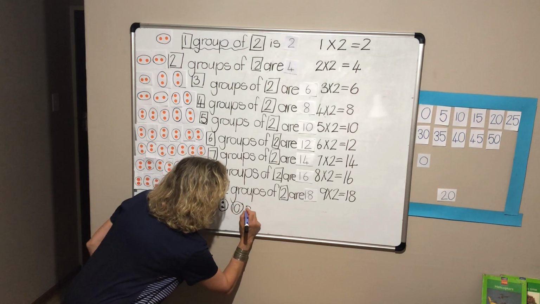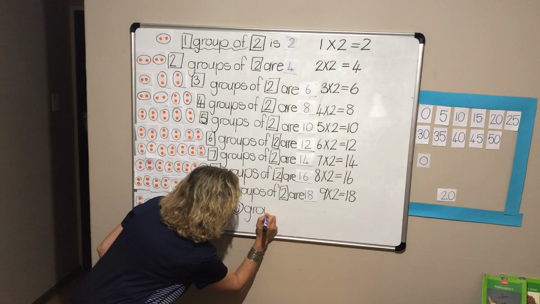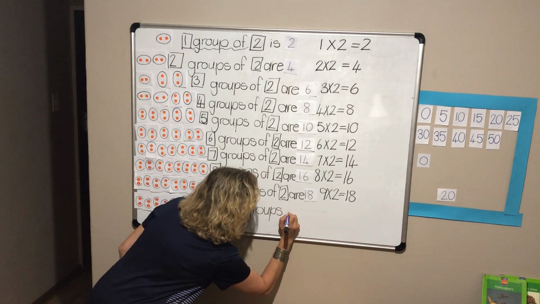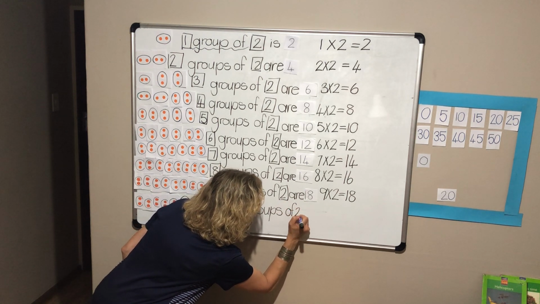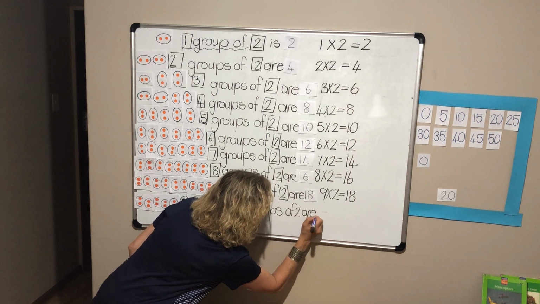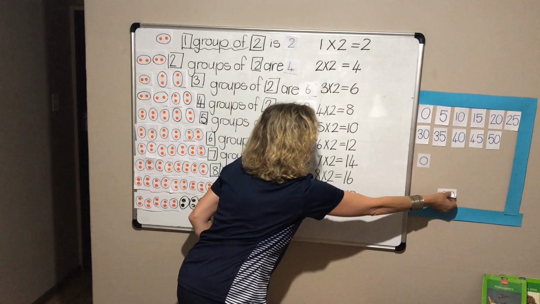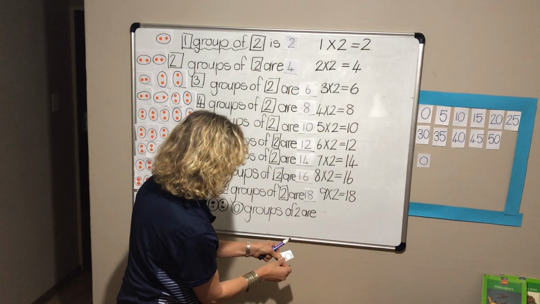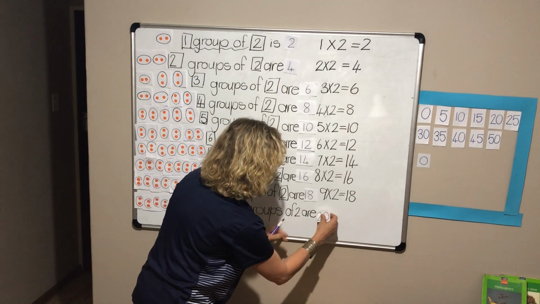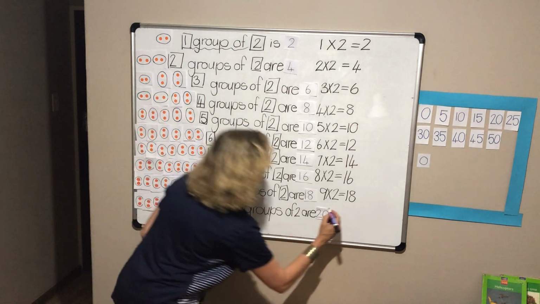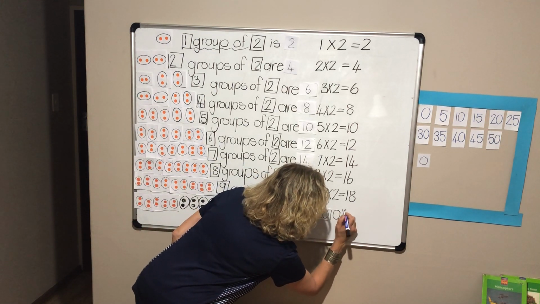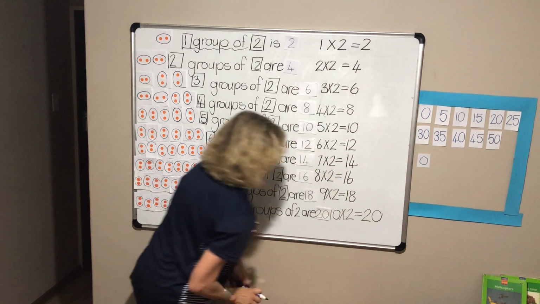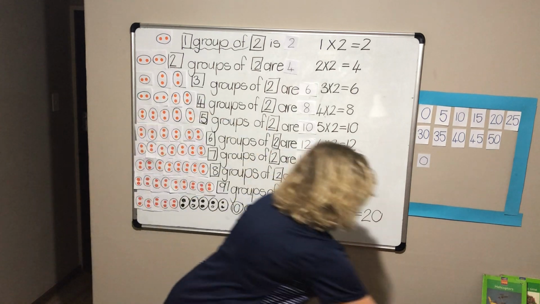10 groups of 2 are, and there it is waiting for us. What is it? Yes, I heard you. It's 20. 10 times 2 equals 20. Okay, let's read our sums.